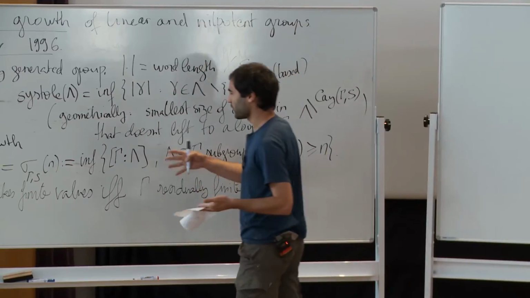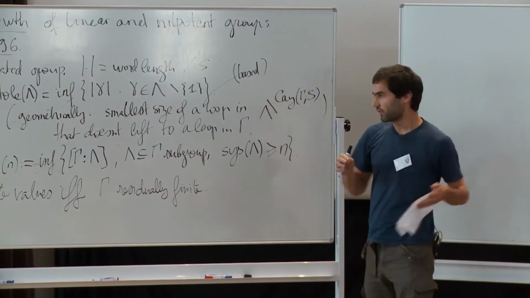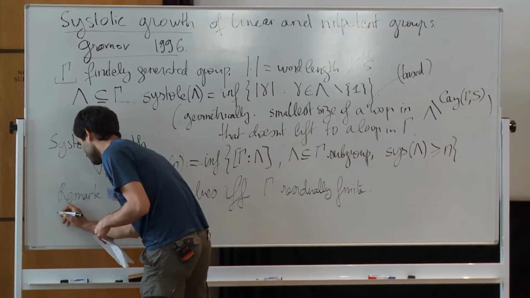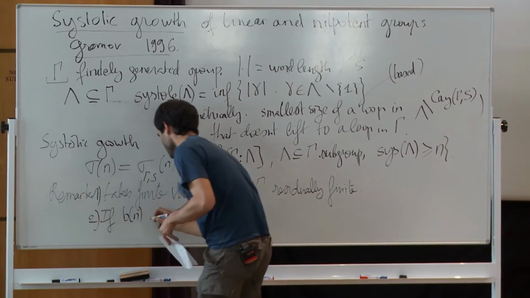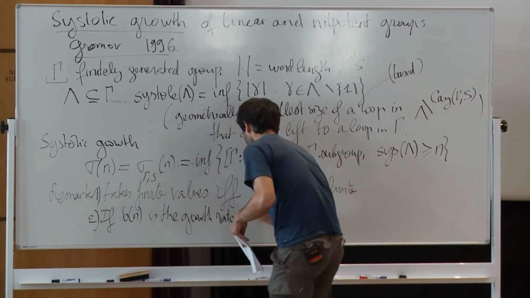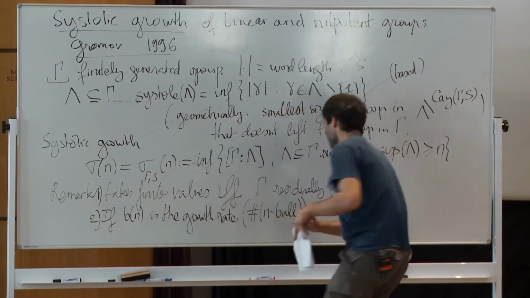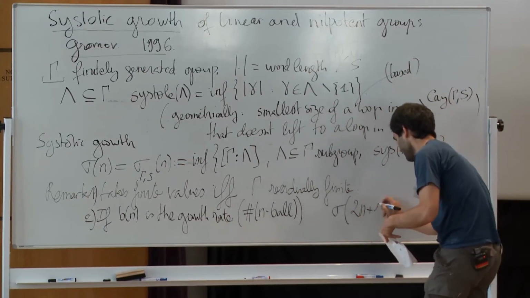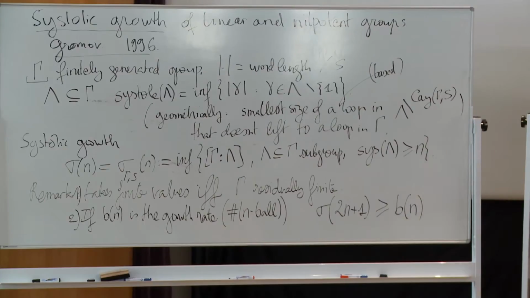Now we'll study the residually finite case and compare to some other kind of growth, and the first is the usual growth. So another remark: if b of n is the growth, the cardinal of the n ball, then sigma of 2n plus 1 is greater or equal to b of n. And that's really a remark.